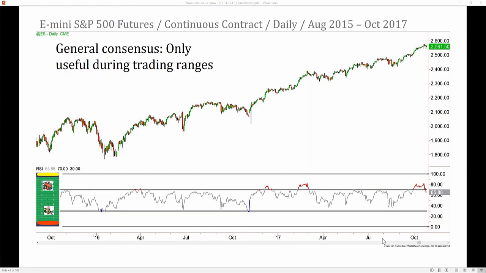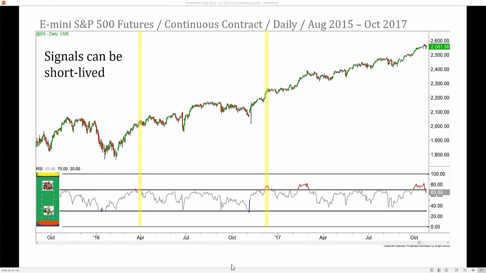The general consensus is that it's only useful during trading ranges. So if that's the case, then obviously in this situation when you have a lot of strong uptrends, it would suggest that you can't use this oscillator when the market's trending up or down. So that's one challenge. Another is that you can get these signals, like an overbought signal, which might suggest that you start selling or exiting your longs even, but then those signals can be short-lived.